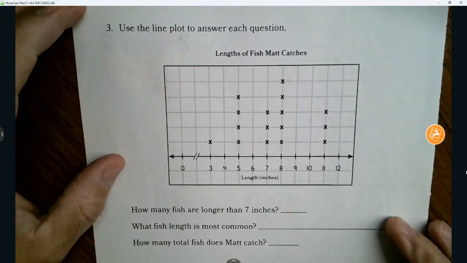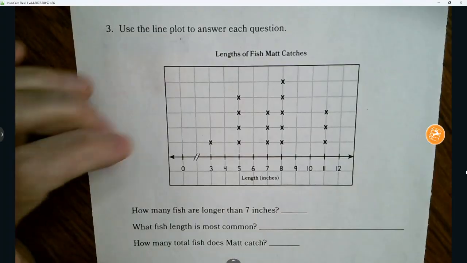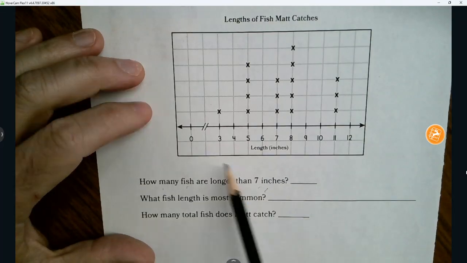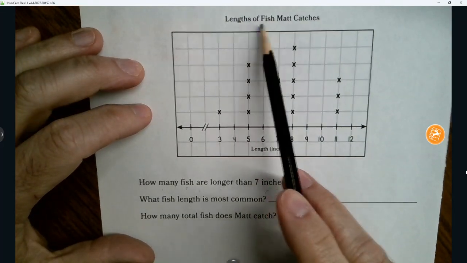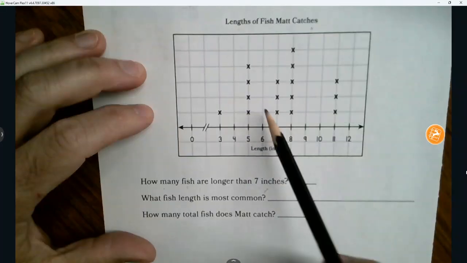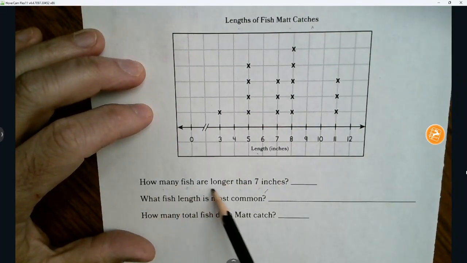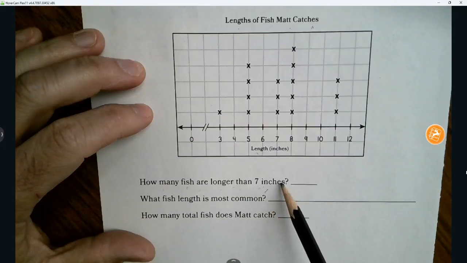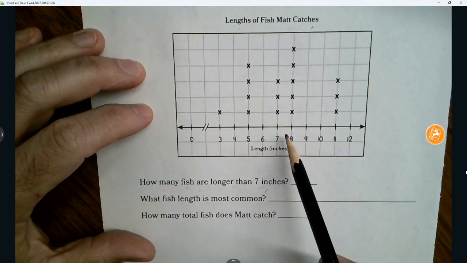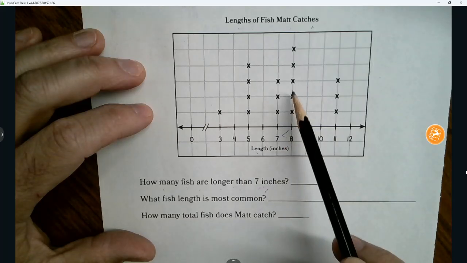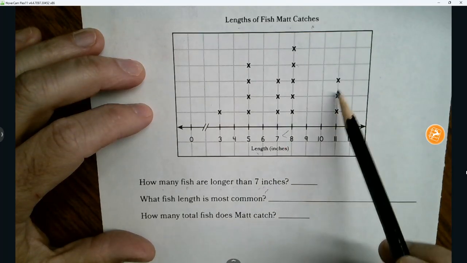All right, let's look at the back and see what we got. Use the line plot to answer each question. How many fish are longer than 7 inches? Well, lengths of fish Matt catches. Oh, Matt went fishing. He caught a bunch of fish. So longer than 7 inches. So not 7 inches. That means everything greater than 7 inches. So you got 1, 2, 3, 4, 5, 6, 7. There's 8.